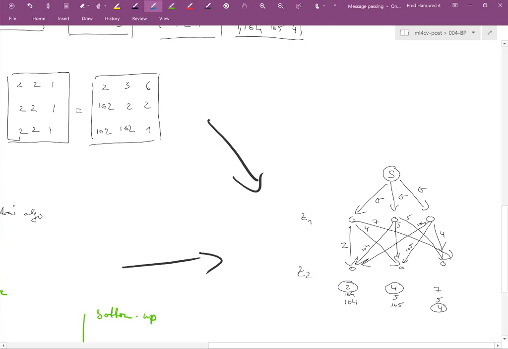So let's say this would be the blue path. This would be the green path. And this would be the red path. Okay?